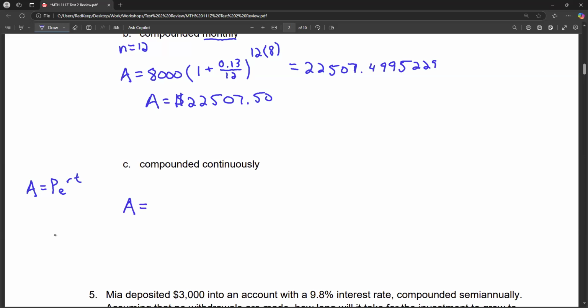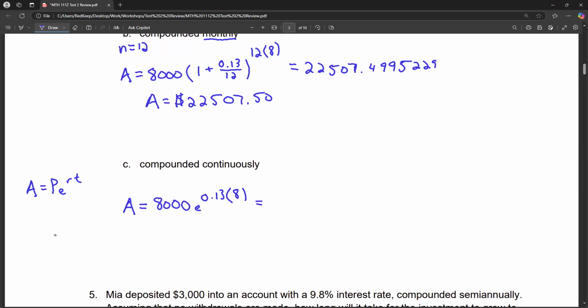So A is equal to, the P value was 8,000. And then e is just a number, right, on our calculator. And so we'll put that there. And then our rate, again, was 0.13, if I'm remembering it right. And then our t value in years was 8. So we'll put that up there.